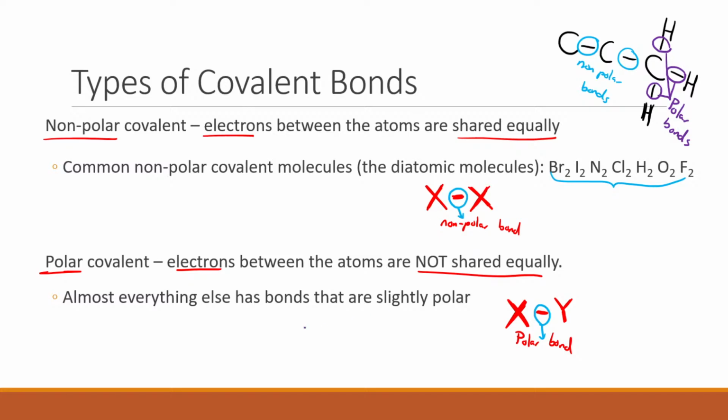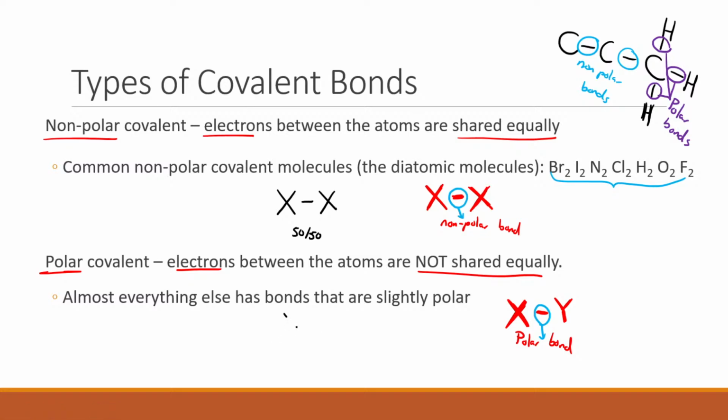The electrons in a nonpolar bond are shared equally, which means if we're looking at X bonded to X, the 2 electrons in this bond are exactly halfway between the 2 elements. One is not stronger than the other. There is a perfect 50-50 split on these electrons, a perfect halfway sharing.